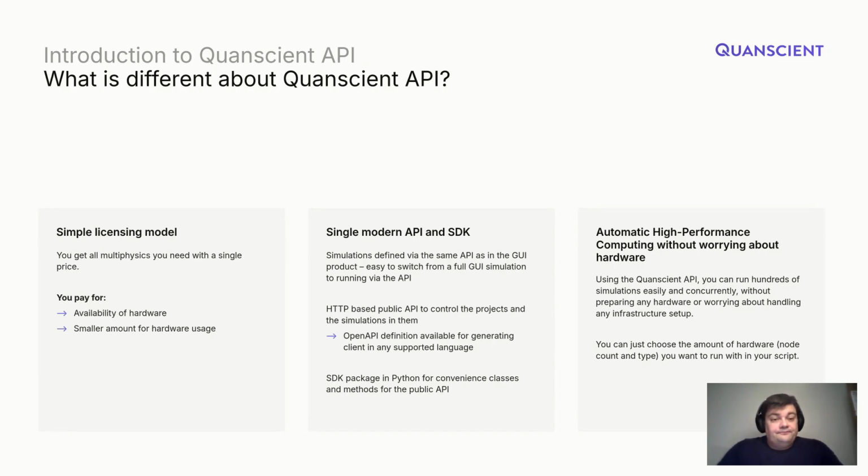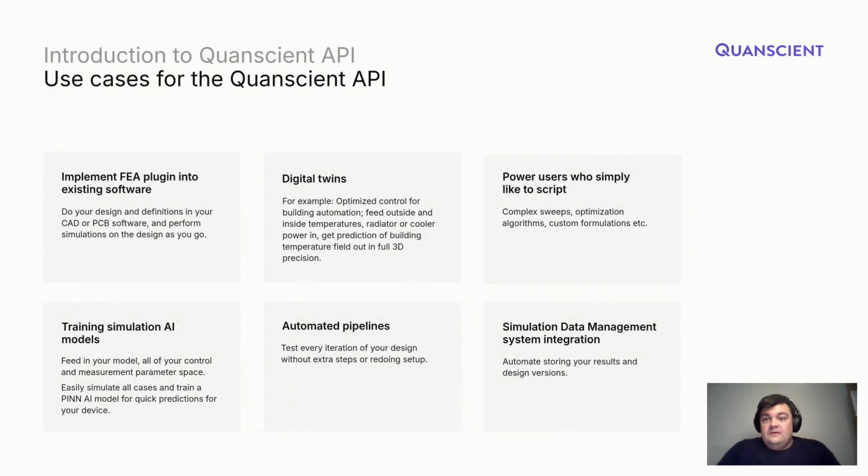And then let's look at a few use cases for the API. First of all, as said, you can make plugins to, for example, CAD or PCB software so that you don't have to leave your familiar environment. You can make it more integrated in your design tool workflow to simulate finite element method simulations to check varying design parameters.